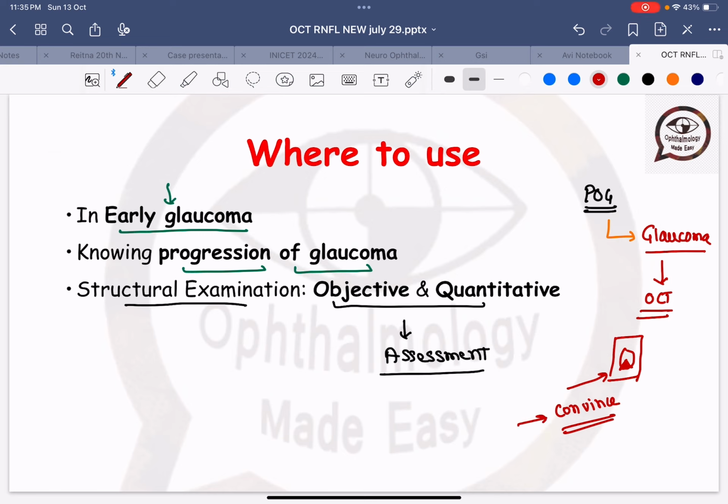We can also use visual fields, we can use fundus photographs, but OCT would have a better impact, where it would also tell us quantitatively that, okay, your RNFL should have been, let's say 90, but in your case it is 70, and it is corroborating with the optic nerve defect which we are seeing in your glaucoma. So that's why you are having glaucoma, you need to start your treatment.